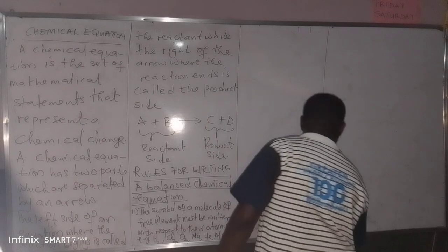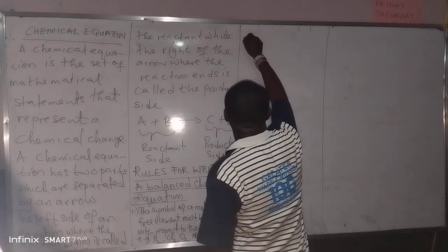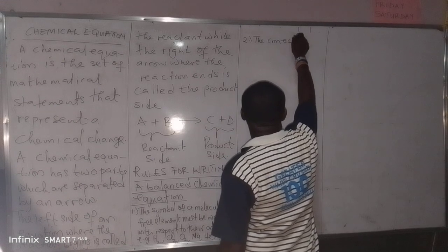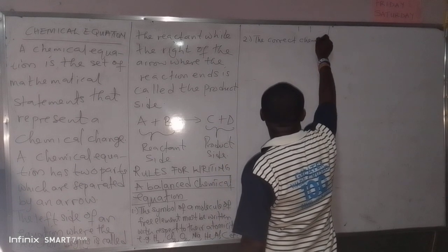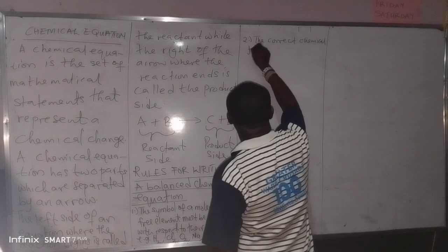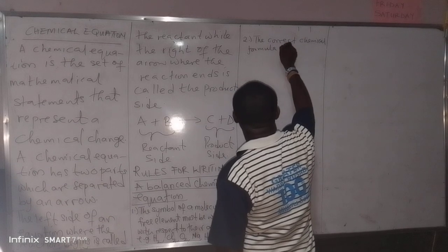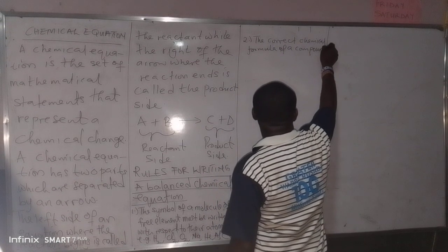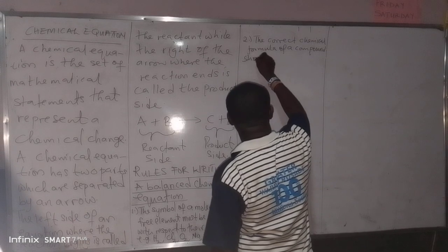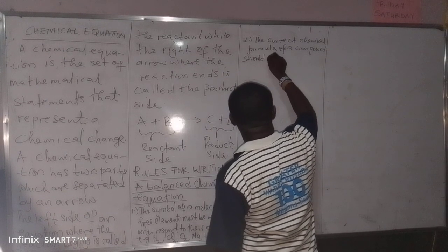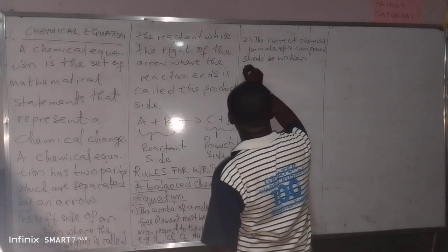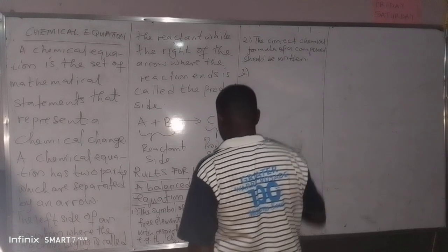Now, number 2, the correct chemical symbol of a compound should be written. So don't write another formula that is different from what you do there.